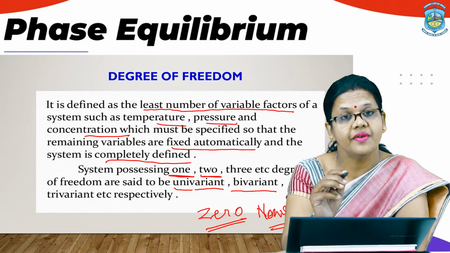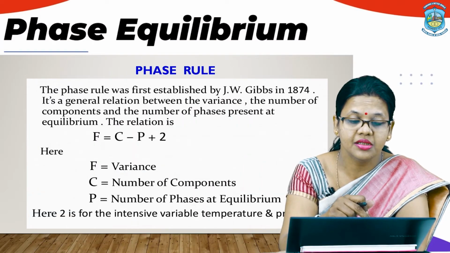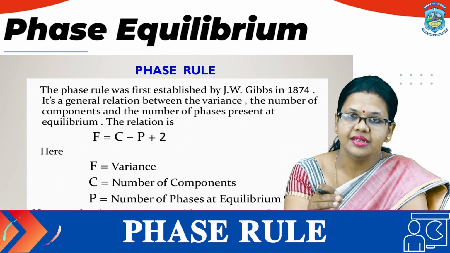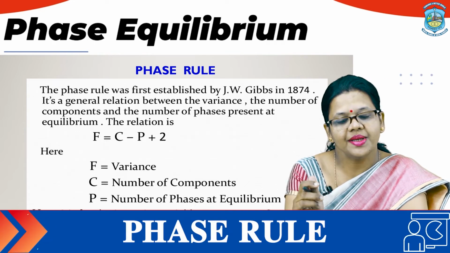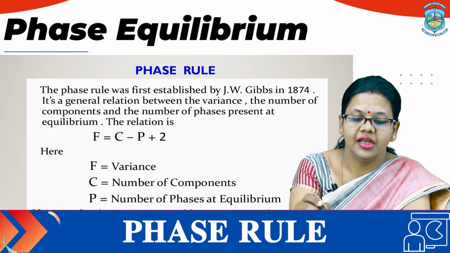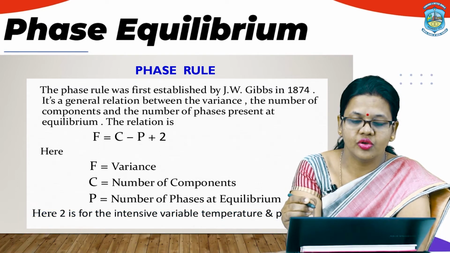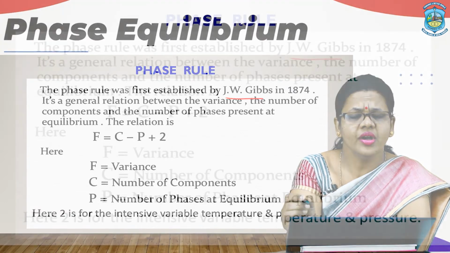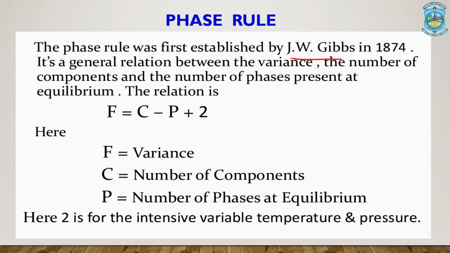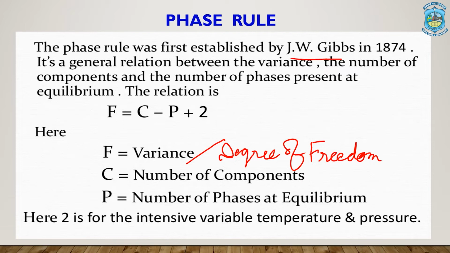Now, once we have understood the three important terms, we come to the main point, that is phase rule, or it is famously known as Gibbs phase rule, the name of the scientist who actually gave this expression. What is Gibbs phase rule? It is a simple general relationship which is established between the variance, or it is actually the degree of freedom that we were talking about, which is represented by capital F. It is also known as variance or degree of freedom, because it can be varied.